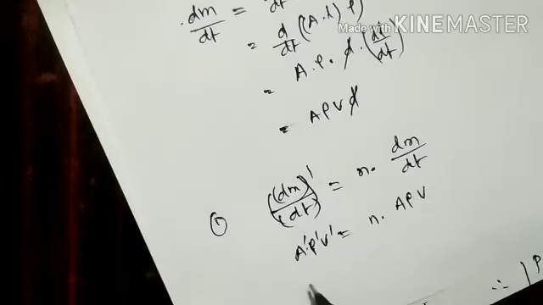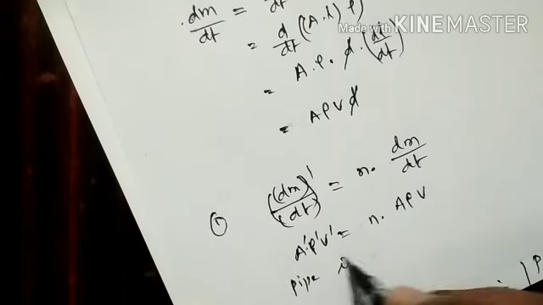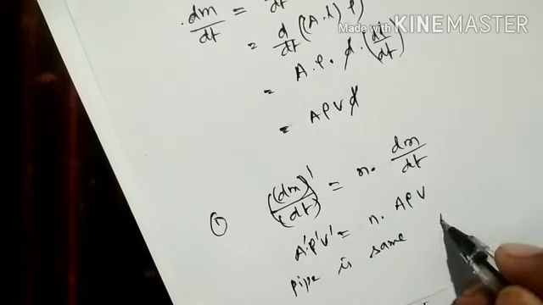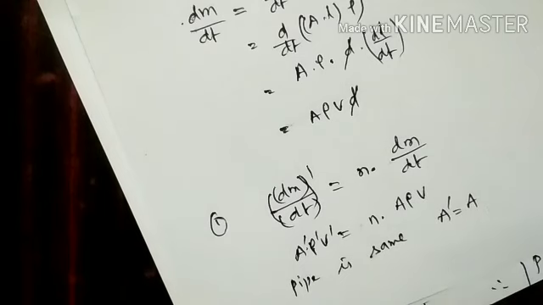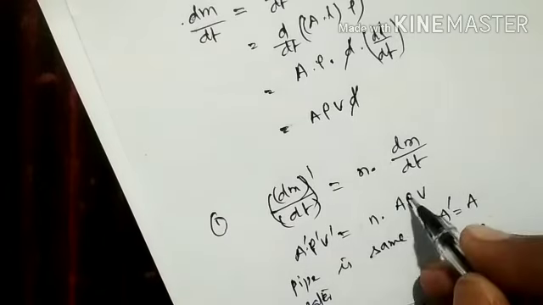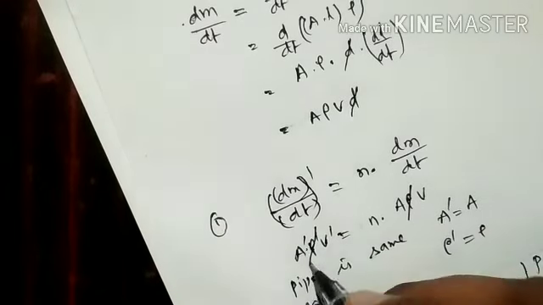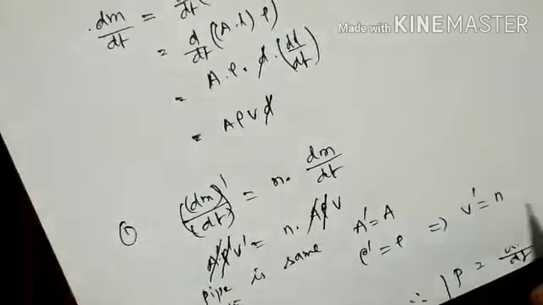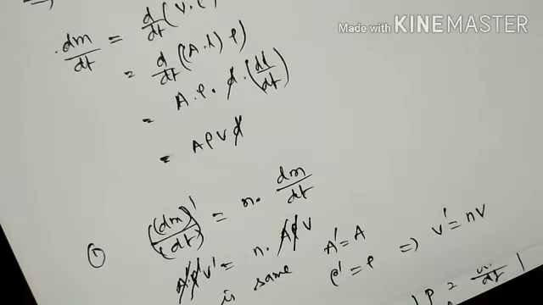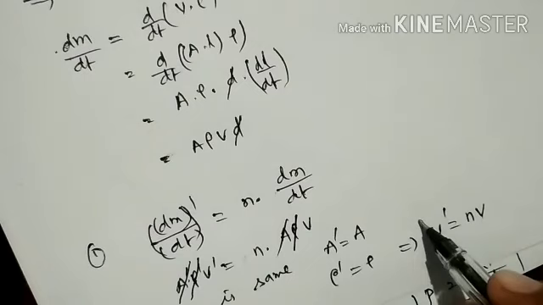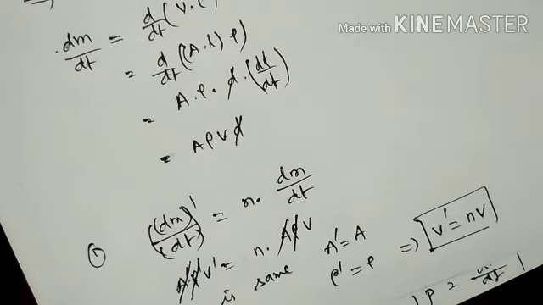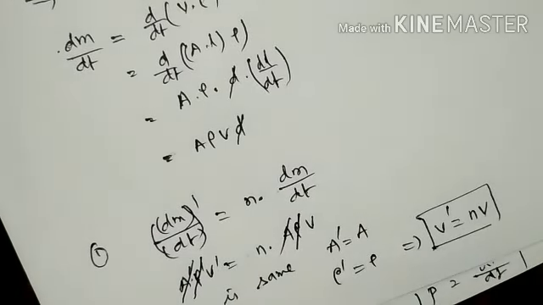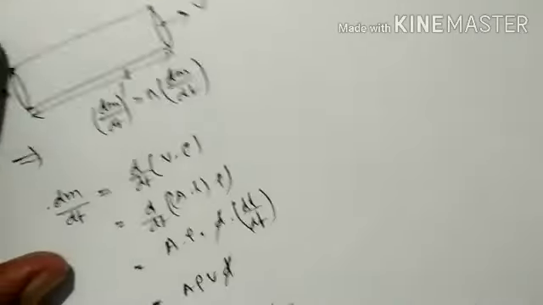Now the pipe is the same. What is the meaning of the pipe being the same? Area A dash is equal to A. The water is the same, so rho dash is equal to rho. Now you can cancel rho dash and rho, A dash and A. So what is the velocity now? The velocity changes. If you want to get more water, what should you do? You should increase the velocity of the water, so the amount of water coming out of the pipe is increased. So v dash is equal to n times v.